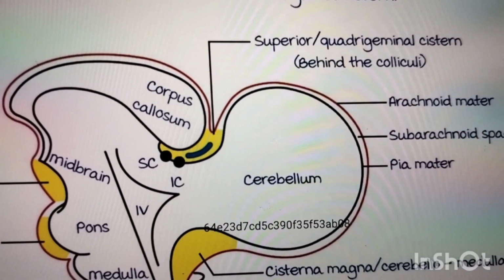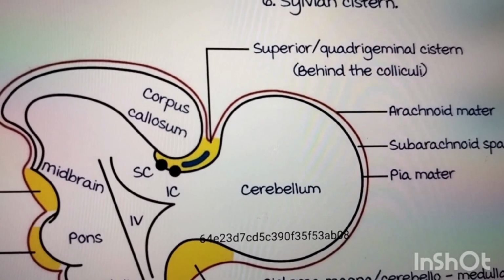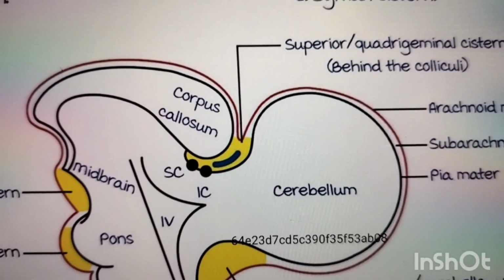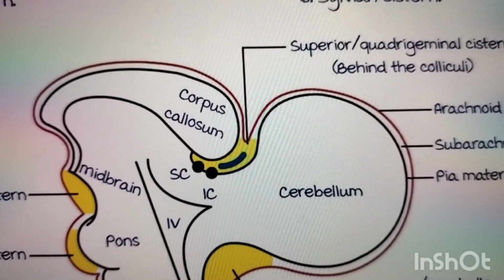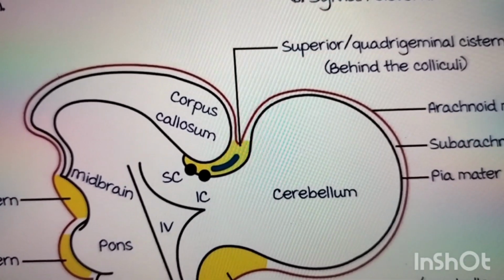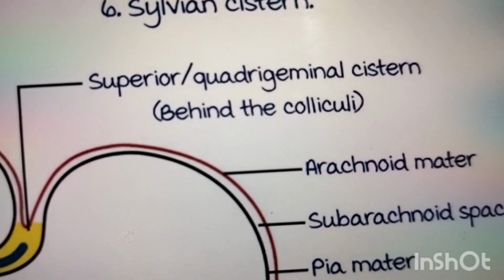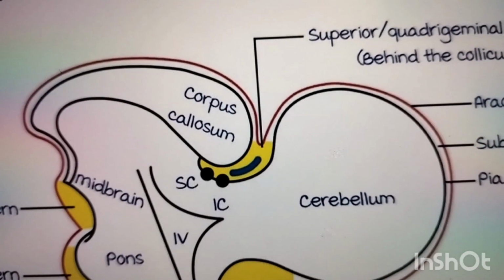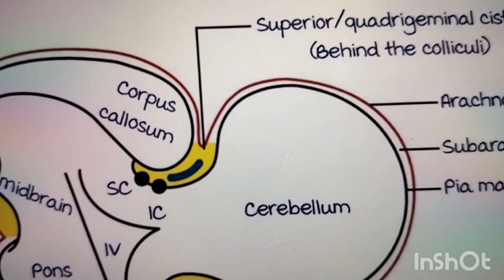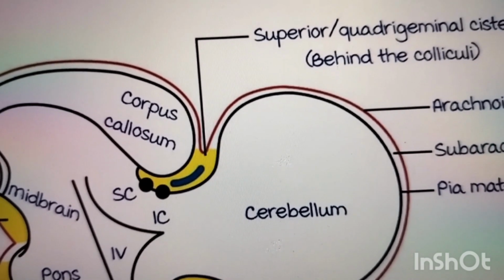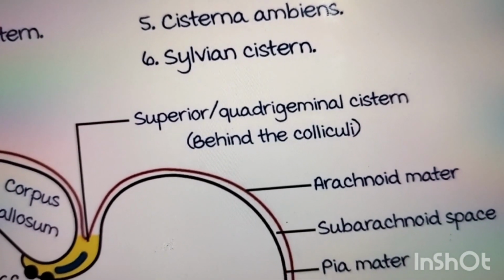So, what is the component of the superior or quadrigeminal cistern? You are seeing the superior colliculus and inferior colliculus of the midbrain facing the cistern. That is why this is called the quadrigeminal cistern, because it is behind both the colliculi. These four colliculi are called corpora quadrigemina. That means they form the quadrigeminal cistern.